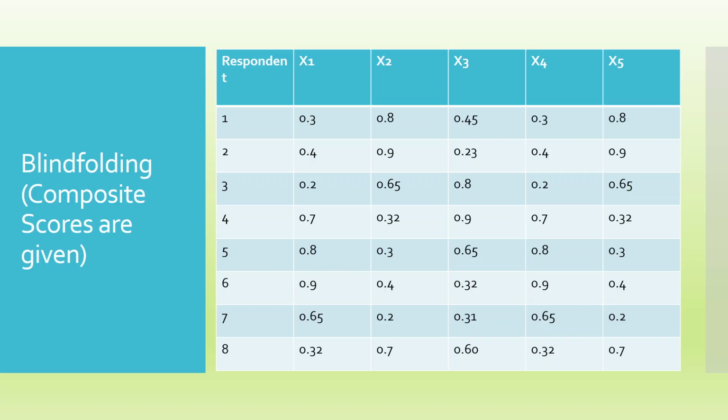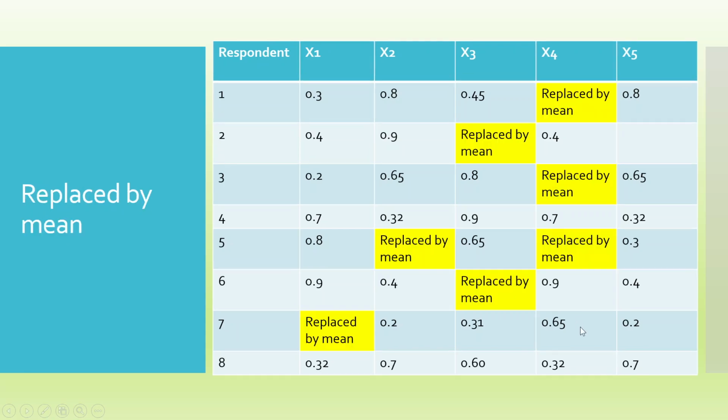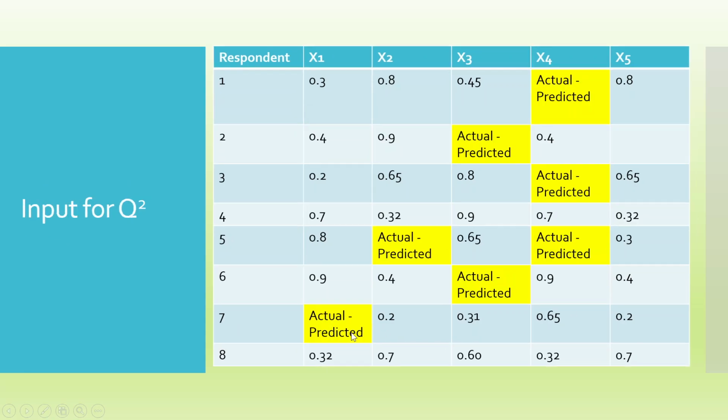What actually it does. See, this is the data. When I specify the deletion that d is equal to 7, then the data at 7, 6, 5, 4, 3, 2, 1 will be deleted. It will be replaced by the mean. Then the algorithm will compute the difference between the actual value, what was there here, and the value which is predicted by the algorithm. Naturally, if the difference is less, it means that the algorithm is able to fit the data appropriately.